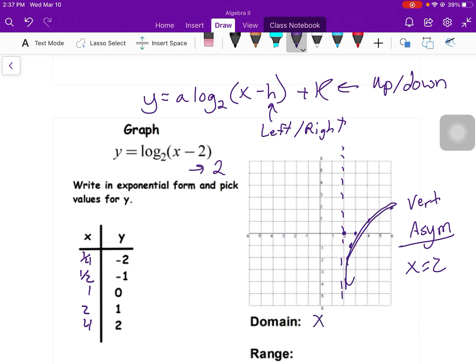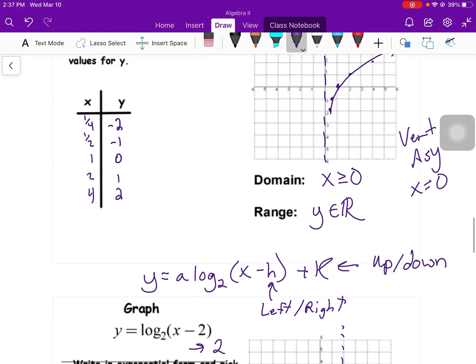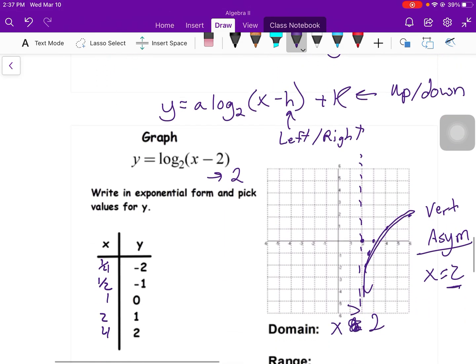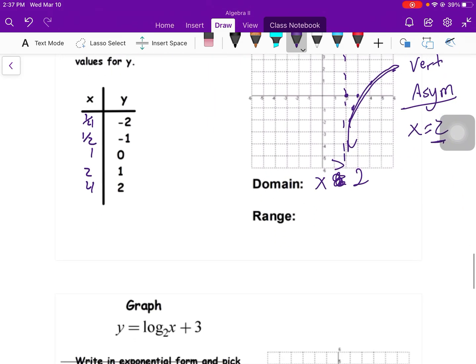Where my domain is x is greater than or equal to... Now we moved it, so it's now 2, not equal to, sorry, just greater than 2. Better check to see if I put it equal to. Yeah, I don't want it equal to. Greater than 2. Okay, and my range is all real numbers.